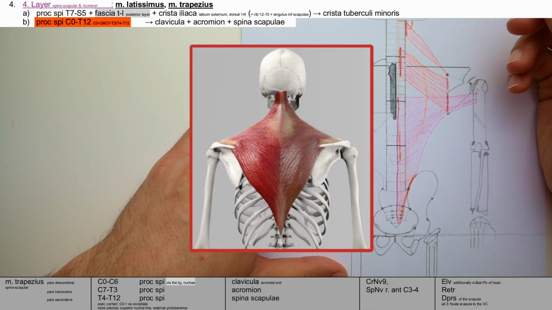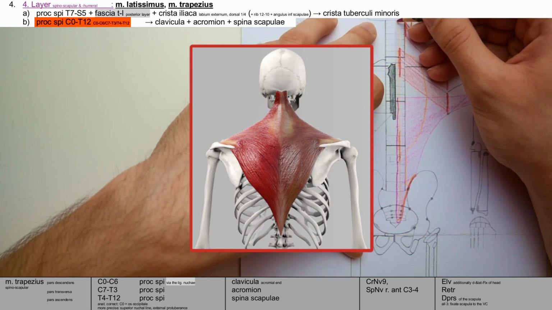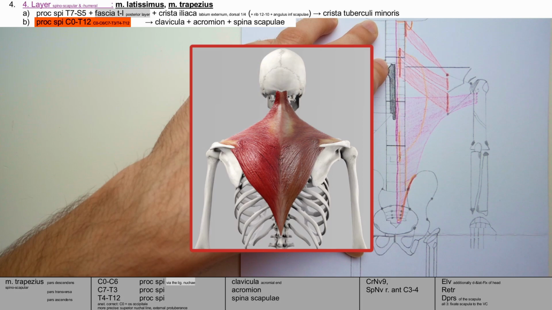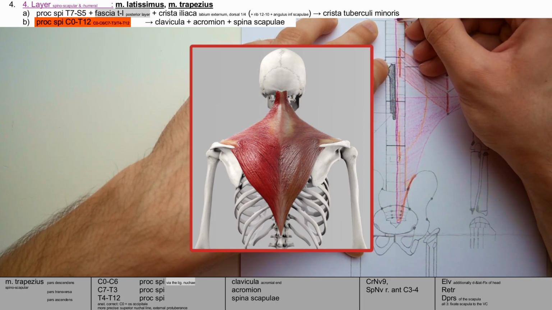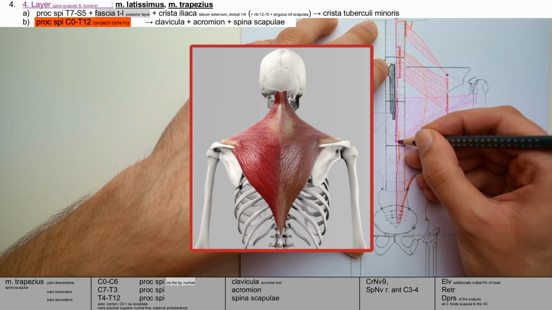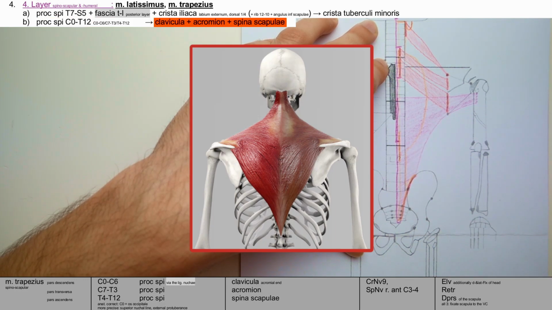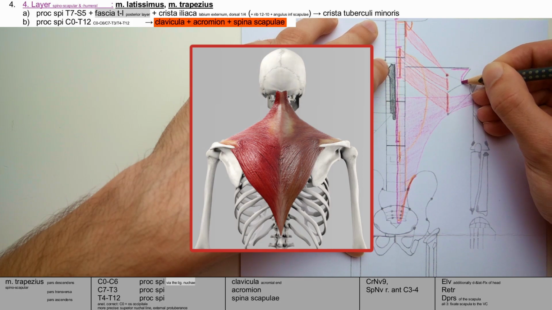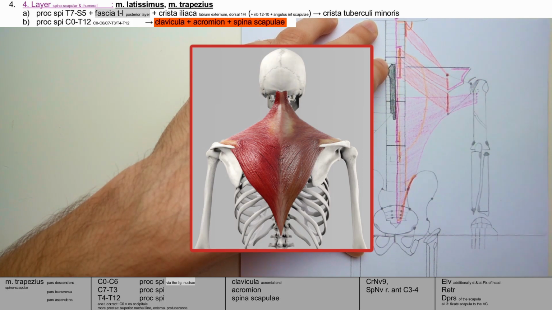Next we have the trapezius. It originates from processus spinosus C0 to T12. The origins of the rhomboids help to determine the boundaries of the 3 sections of the trapezius. The insertions are the clavicula, acromion scapulae, and the spina scapulae.